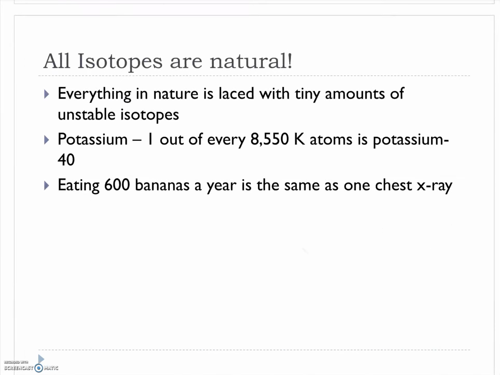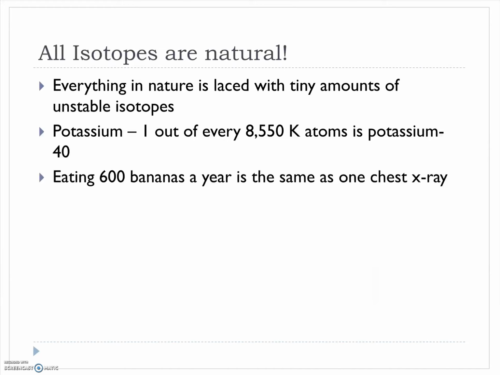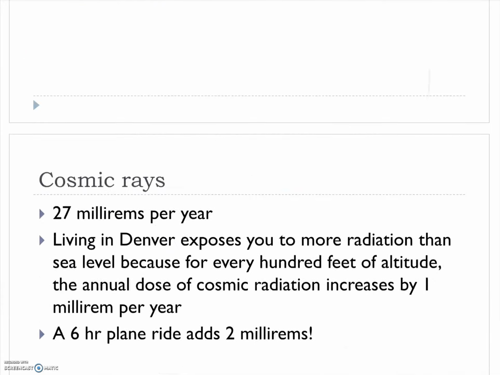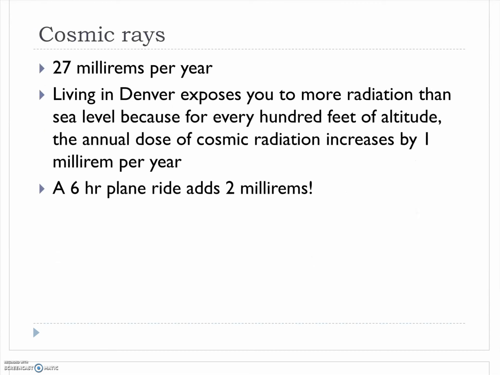Okay. The rest of this PowerPoint just gives you some examples of some isotopes that you encounter throughout your life. Potassium is a naturally occurring isotope. All isotopes are naturally occurring. Okay. For instance, eating 600 bananas. Bananas have a lot of potassium in them. Good for cramping of muscles. If you eat 600 bananas in a year, that's the same as 1 chest x-ray.